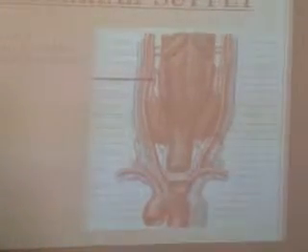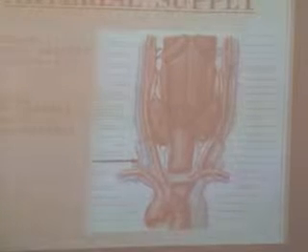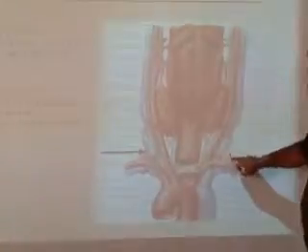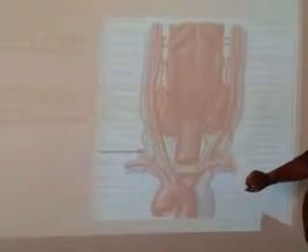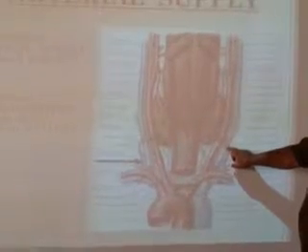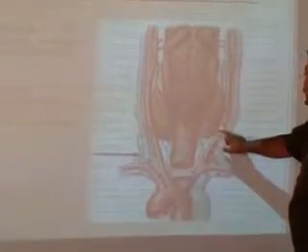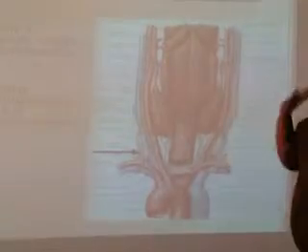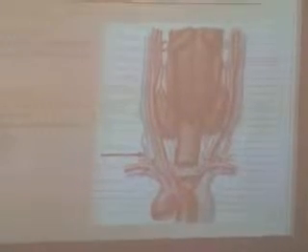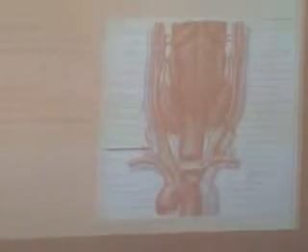And next branch is inferior thyroid artery. It is branch from the thyrocervical artery. Inferior thyroid artery. See here. So this is a thyrocervical trunk, and branch from this. This is a inferior thyroid artery. Supplies the thyroid gland. So there are two arteries. Superior thyroid and the inferior thyroid.